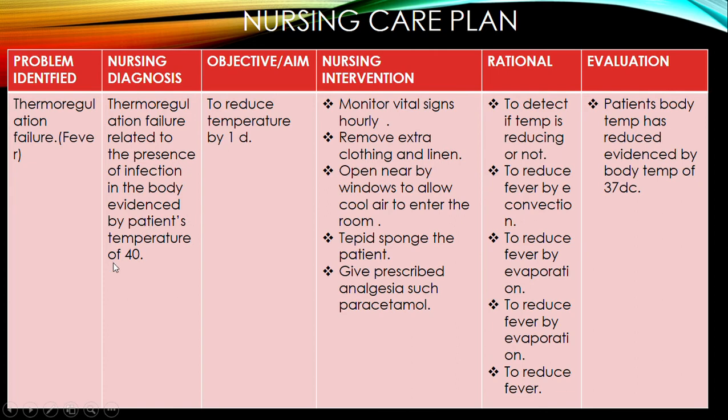body temperature of 40. So now our objective will be to reduce the temperature by 1 degree. It depends on how you want the temperature to be reduced. So what are the nursing interventions? You want to make sure that vital signs are monitored, noting specifically the temperature, if it's reducing or not, so that appropriate measures are taken.